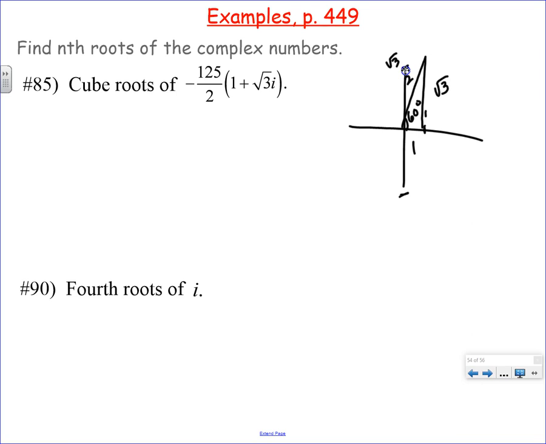Could you also do R cosine theta, R sine theta? That doesn't work, I have components. Could I do Pythagorean theorem to find R? And could I do tangent inverse of B over A? You would still get to 60 degrees.